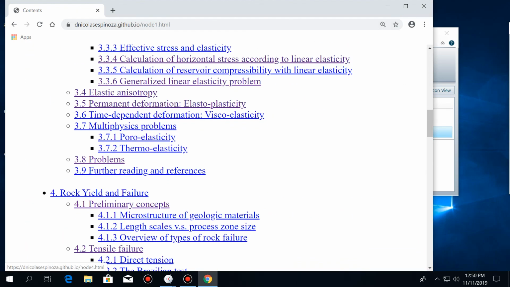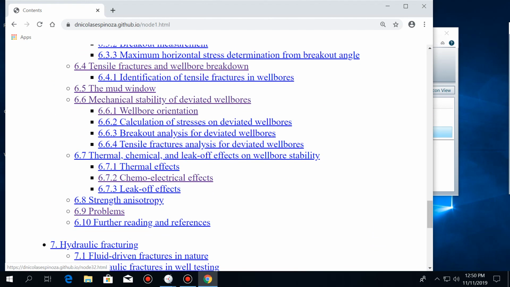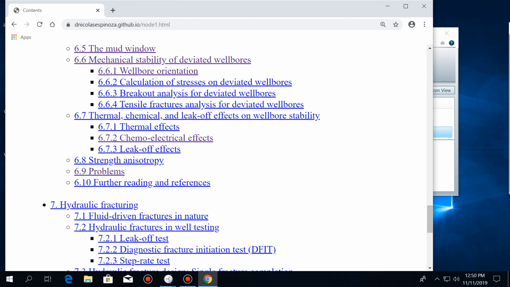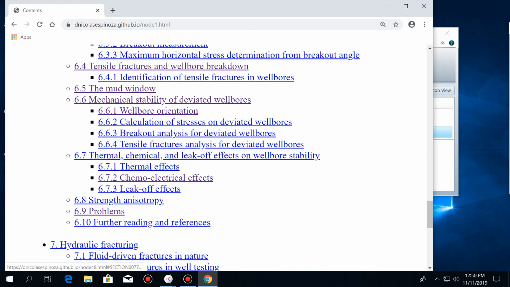But I encourage you to read a part that I have over here that I'll find. I have somewhere over here examples of low fracture gradient.